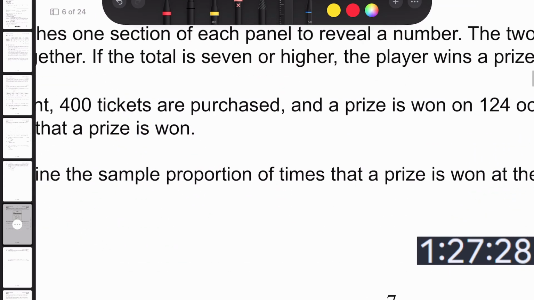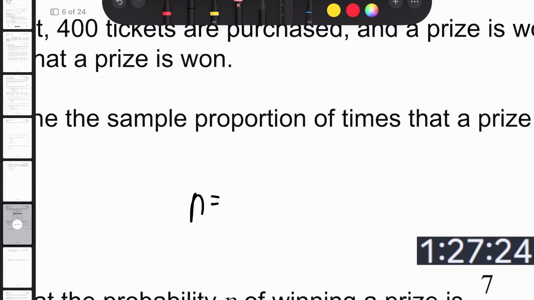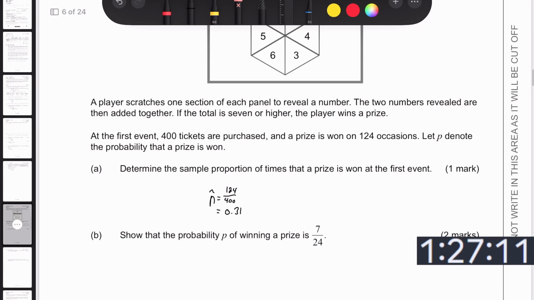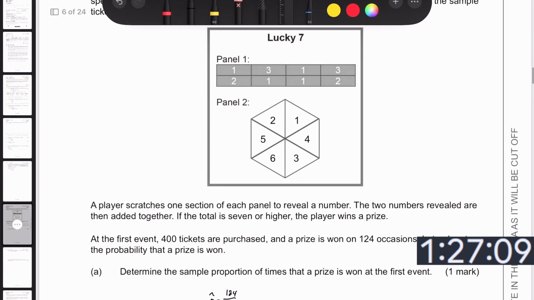The first event. Okay, so P is equal to the sample proportion, so 124 on 400. This is 0.31. Show that the probability of P, or winning a prize, is 7 on 24.